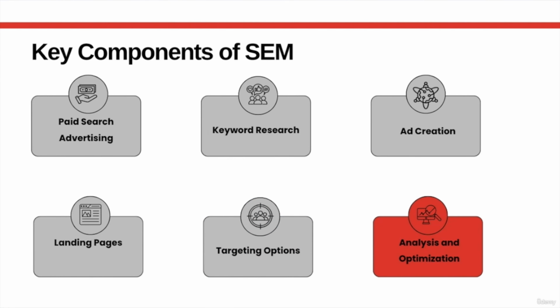Analysis and optimization. Monitoring campaign performance is essential for maximizing the return on investment, ROI. Metrics such as click-through rate, CTR, conversion rate, and cost per acquisition, CPA, should be analyzed regularly. A/B testing ad variations and continuously optimizing campaigns based on performance data is crucial for success.